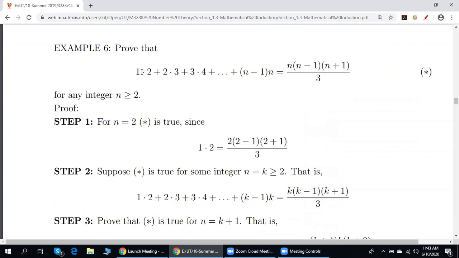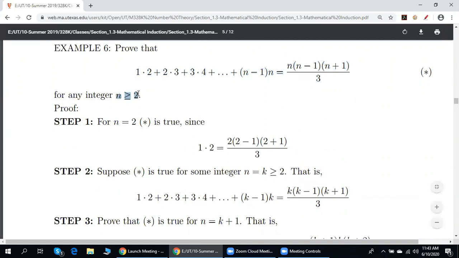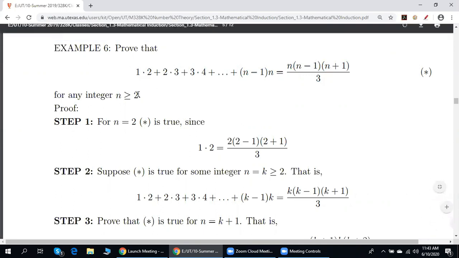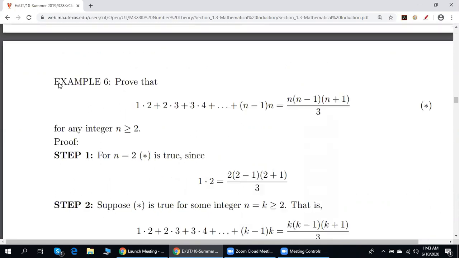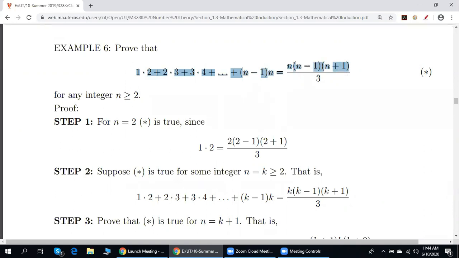Example 6. Prove this identity. Please take a look at this. n is greater or equal to 2. Since n is greater or equal to 2, in step 1, we show that this is true for n is equal to 2, not for n is equal to 1. If n is equal to 2, this term becomes 1 times 2. Therefore, on the left-hand side, if n is equal to 2, we have just one term, 1 times 2. It's exactly what is written here.